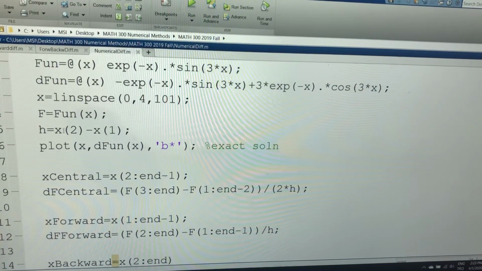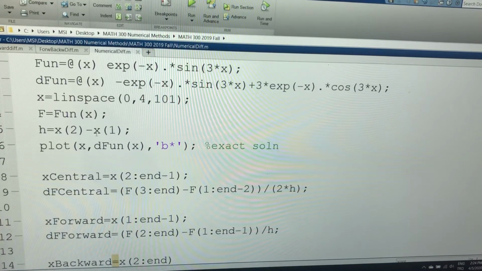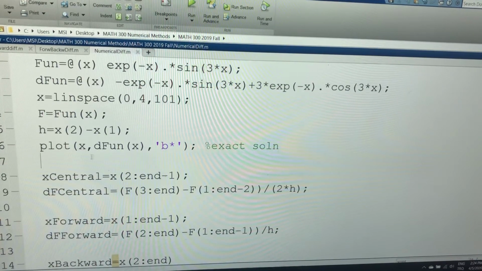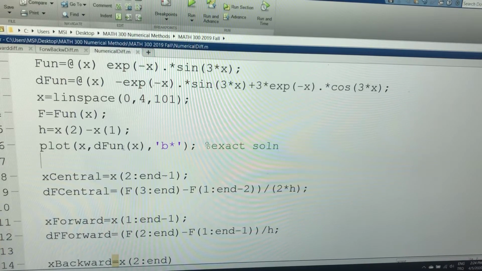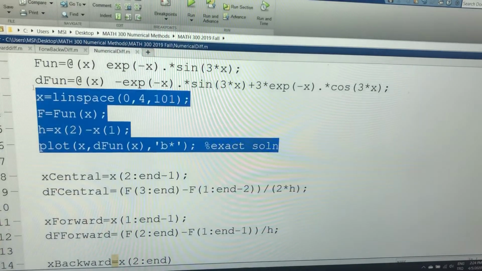And our h is, since again the increments are all same, x2 minus x1. You can take x3 minus x2, x5 minus x4, it doesn't matter, because these are going to be all same result. And we can plot this one, x comma derivative of function, and this is the exact solution. This is the exact solution, exact derivative, I can say that.